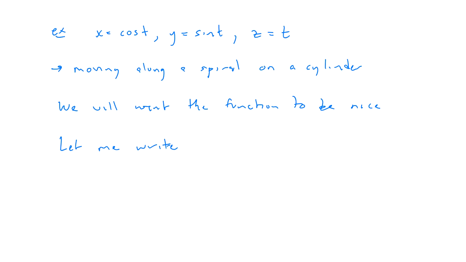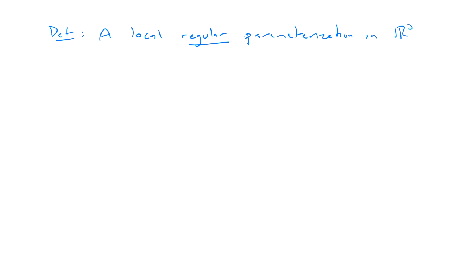So we want it to be nice, and so we're going to define a particular case. Since I want to put it all on one page, let me erase this and go to a new page so I can put everything on one. So we want it to be what's called regular, and something is a regular parameterization if it has a few characteristics.